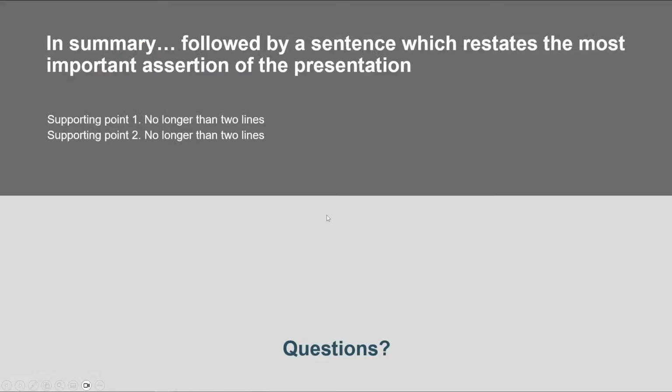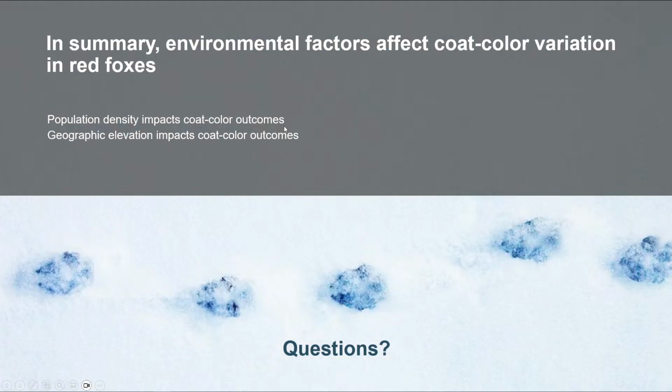So here, for example, the conclusion can look something like this. In summary, followed by a sentence which restates the most important assertion of the presentation, the most important takeaway, the most important message. For the mock presentation I did, I don't remember what the most important assertion was, but it doesn't matter. Then you give supporting points for this important assertion, no longer than one line each. Here, for example, this is a much better example than the mock presentation that I did.